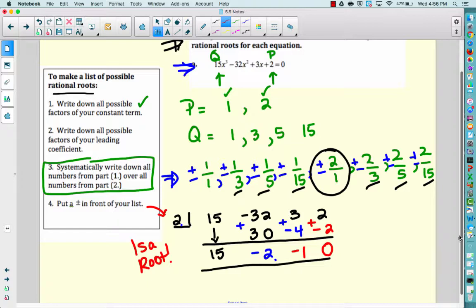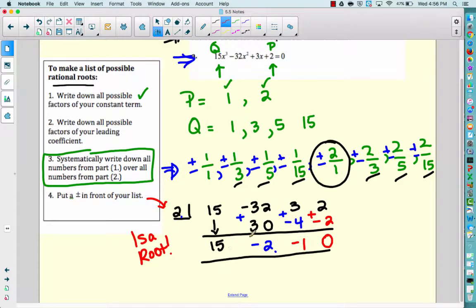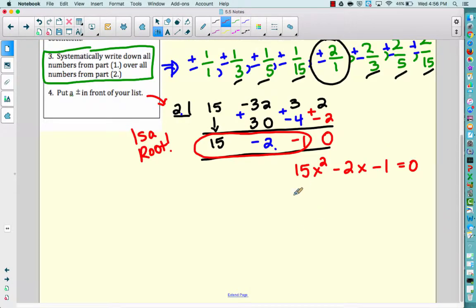How do I find the other roots? I write an equation that I can factor. And remember, these coefficients help me. Because it was a polynomial of 3rd degree, my new factor is going to be 1 degree less than that. So 15x squared minus 2x minus 1. Okay, so if I want to find the roots, I set it equal to 0 and I solve by factoring.